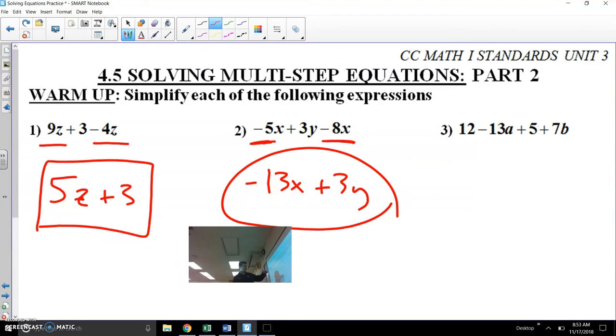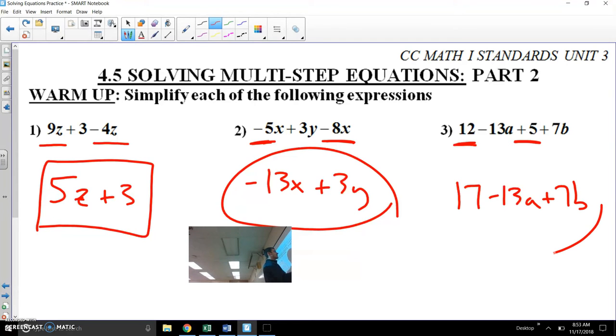Can't combine anything there. Number 3, I see a lot of different stuff there, but unfortunately there's not a lot that can go together. I mean, I see 12 plus 5. 12 plus 5 would be 17. But then the negative 13a or minus 13a, however you think of it, that's not any like term that can change, and 7b is no different. And so that one's done.